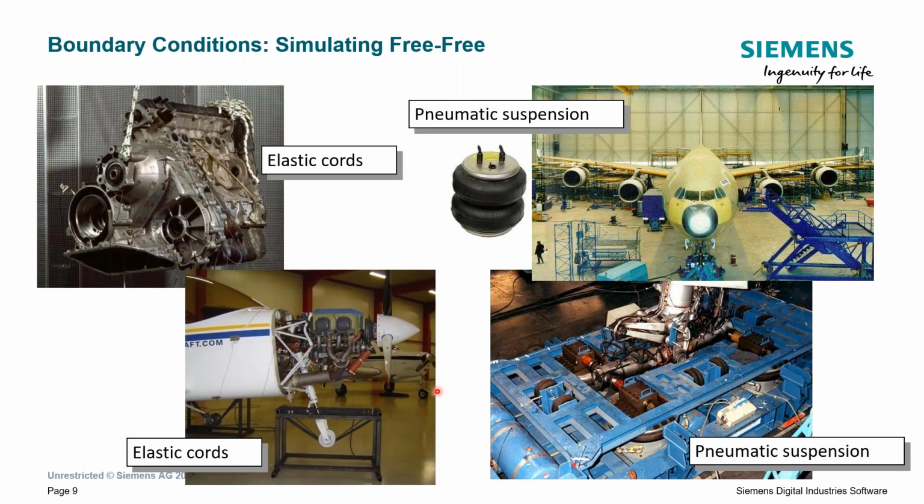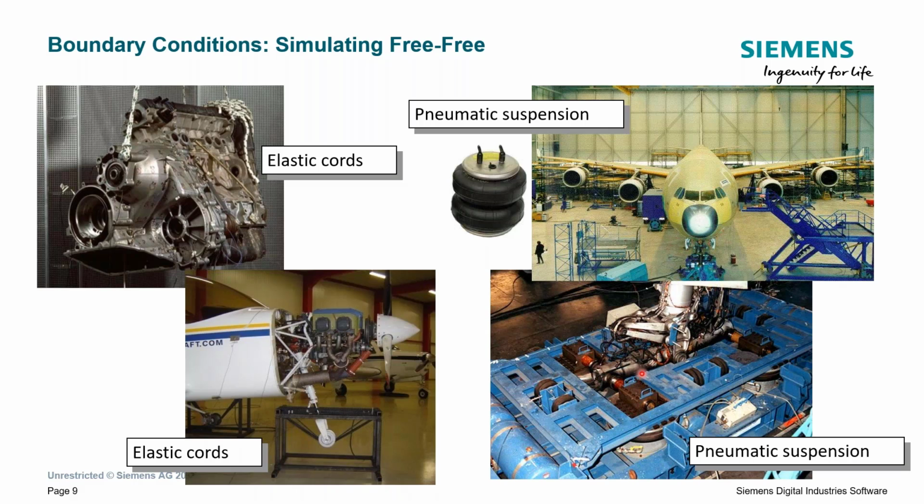So here's kind of those setups, the way they look. We have this engine block here on some bungee cords. Pneumatic suspension would be something like this, where we have these airbags to more or less levitate the structure. So this large plane here is on a bunch of different airbags to get that.